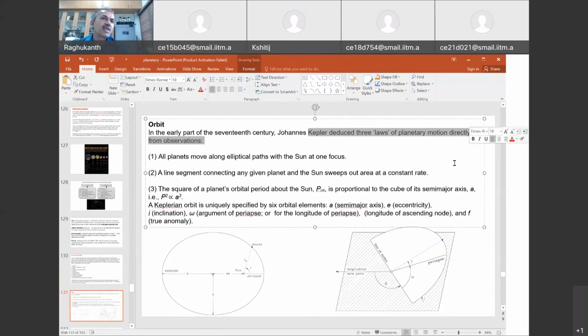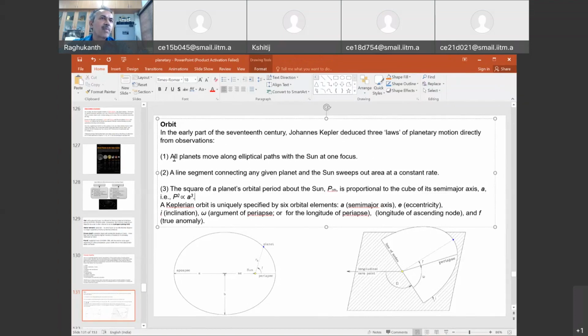So these are the famous three Kepler's laws. First, all planets move along elliptical paths, with the sun at one of the foci. And the second one says a line segment connecting any given planet and the sun sweeps out area at a constant rate. Right, that you have to find out the area. So that also is a constant rate.